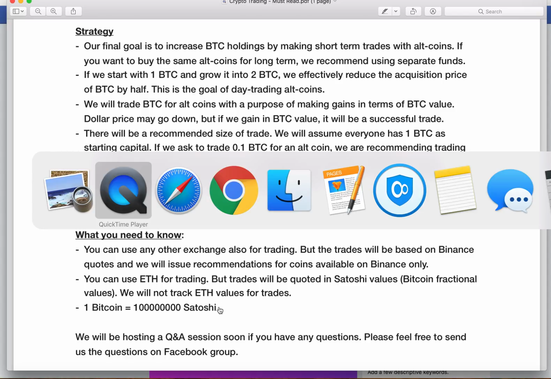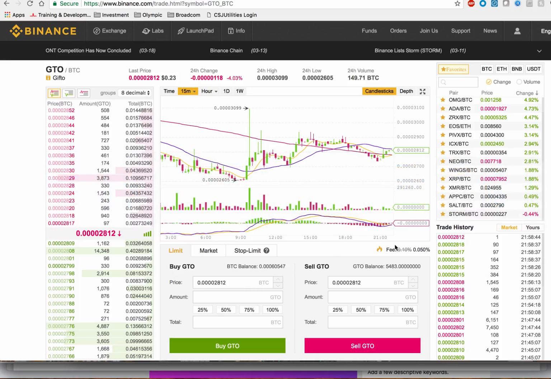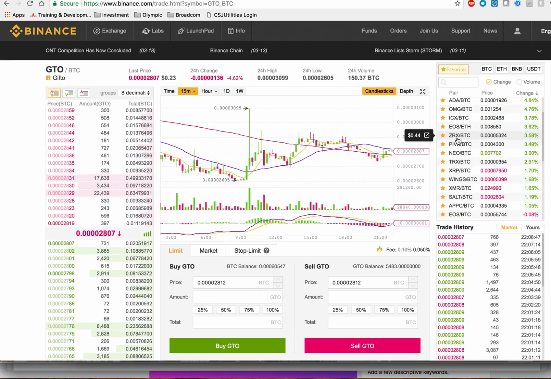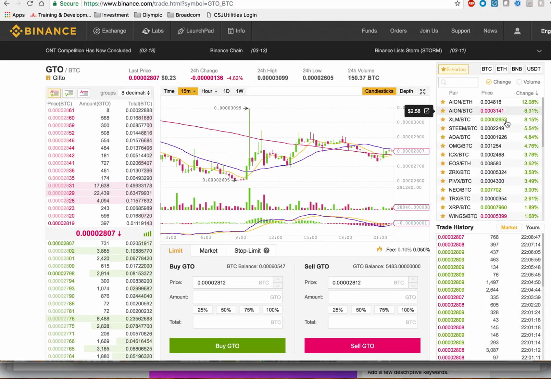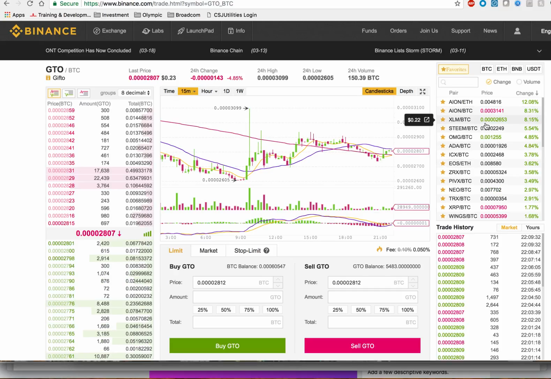Another reason we will talk in Satoshi values, let's go to the Binance exchange. If you see the interface, most of these coins are in fractional values because they are priced at a much lower price than Bitcoin. So in that case, it's easier to talk about the values which are beyond these zeros, and not put so many zeros and make mistakes. And it makes it easy to post on Facebook and so on.